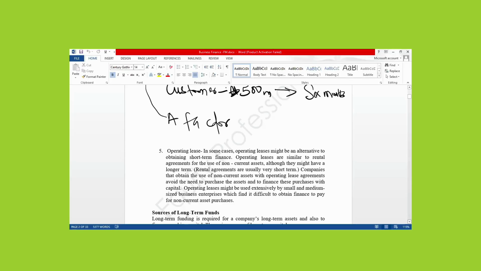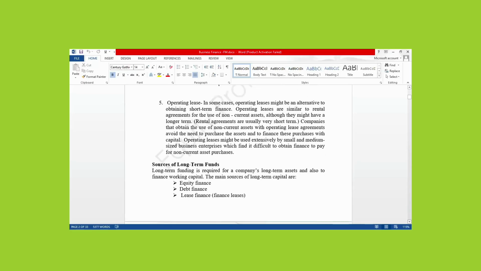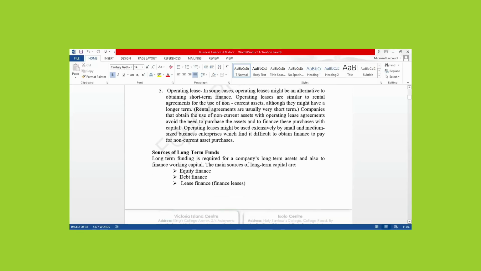We also discussed long-term funds. Long-term funds are required for long-term projects, to finance long-term investments or capital assets. Under the long-term funds, we discuss equity financing. So I'm trying to do a recap. We discuss equity financing.